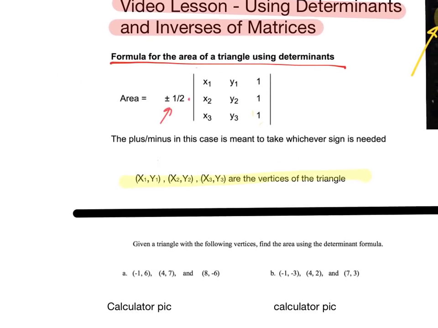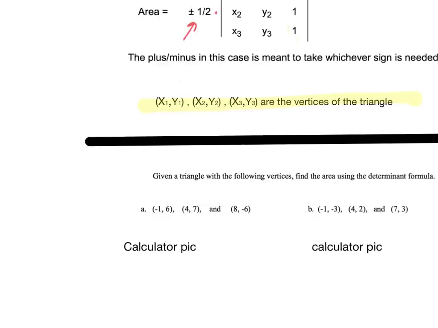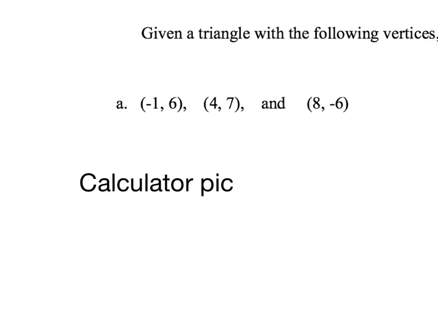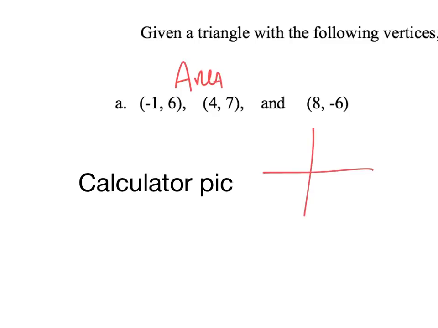And I'll give you an example or two in terms of what I mean. Let's look at this first problem. It says, given a triangle with the following vertices, -1, 6, 4, 7, and 8, -6, we want to find the area of that triangle. So if I make a quick sketch of those points, I have -1, 6, I have 4, 7, and I have 8, -6. And I want to go about finding the area of that triangle.